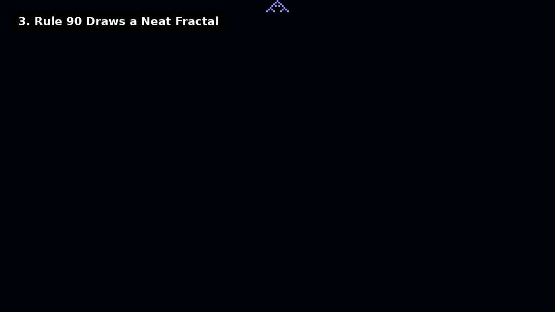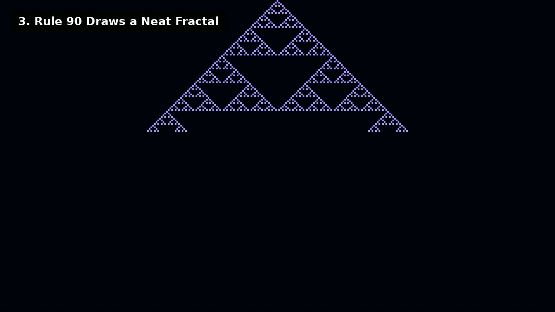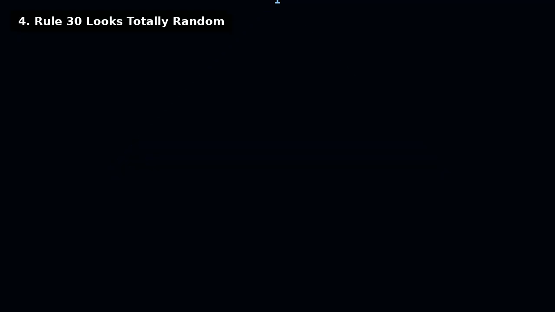Here every smaller triangle copies the whole. You could skip ahead and know any row. The pattern hides no real surprises. It is order dressed up as complexity. Now watch what a tiny change does. And finally, the strangest rule of all.